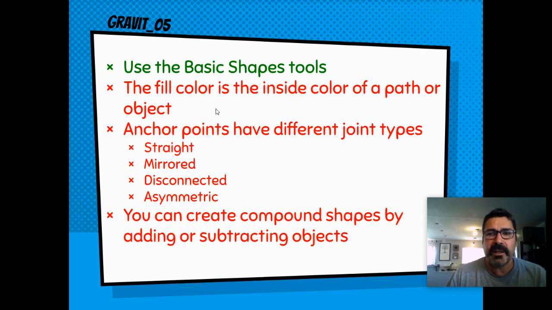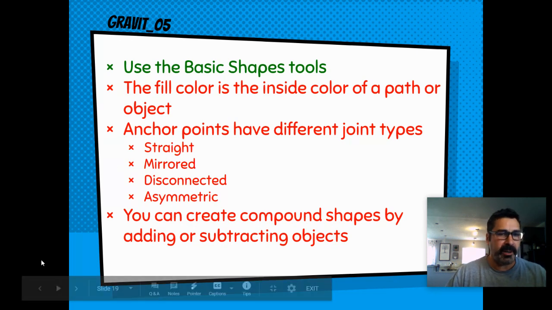The fill color is the inside color of a path or object. The anchor points have different joint types: straight, mirrored, disconnected, and asymmetric. And you can create compound shapes by adding or subtracting objects. Write that down. All right.